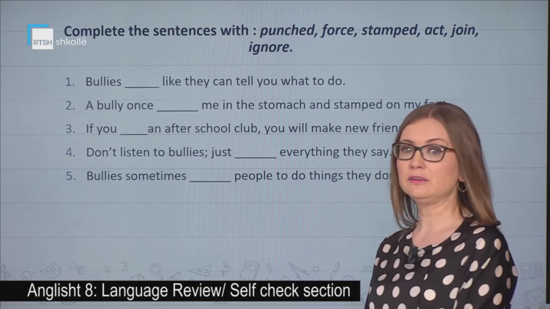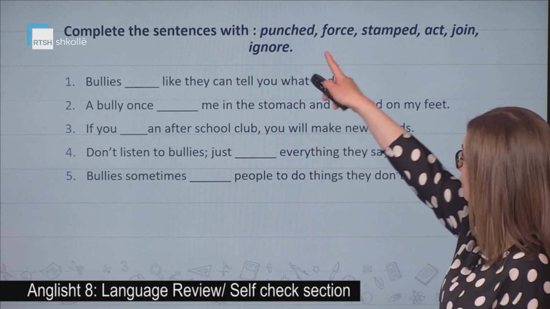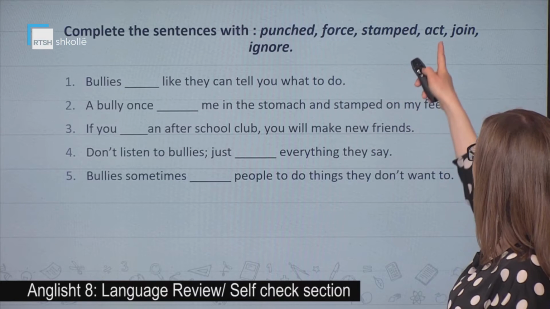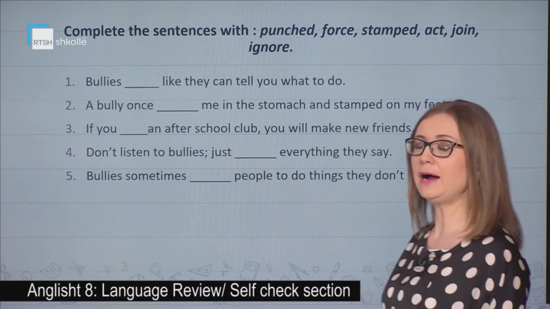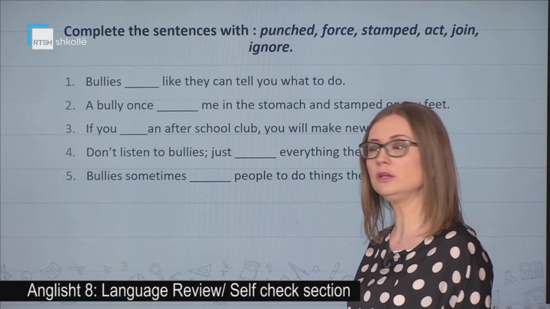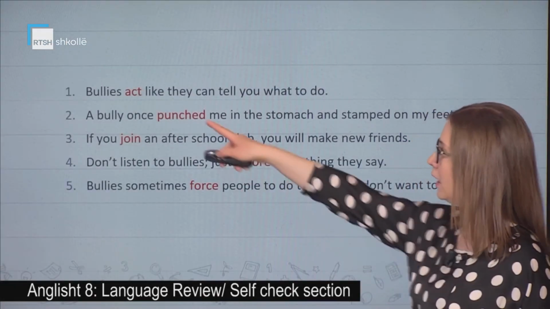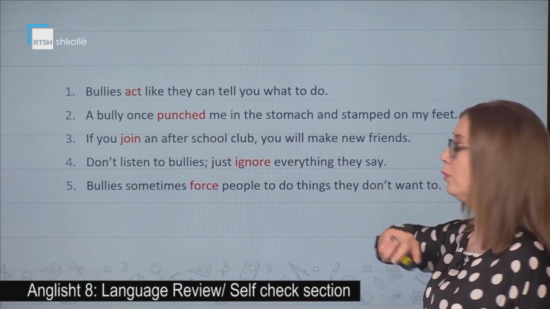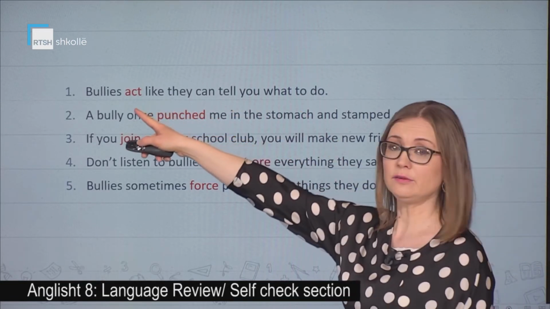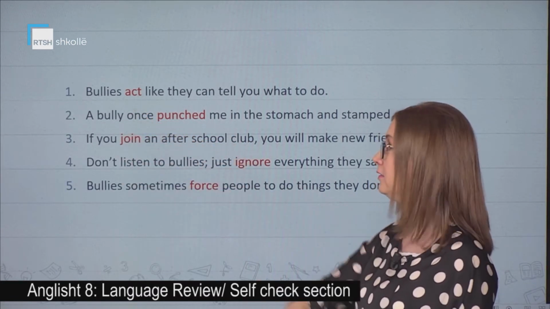You have to complete the sentences with punched, forced, stamped, act, join, and ignore. There are 5 sentences to fill in. Bullies act like they can tell you what to do. Act is the right verb to fill in this case.